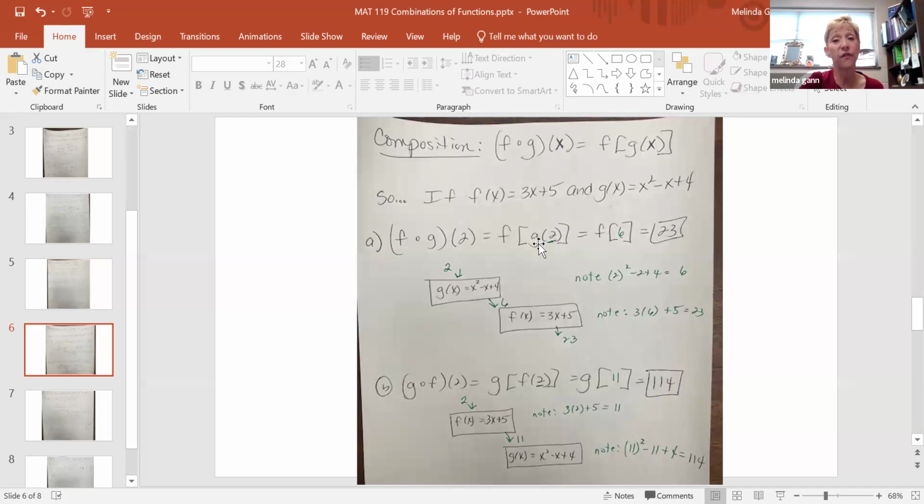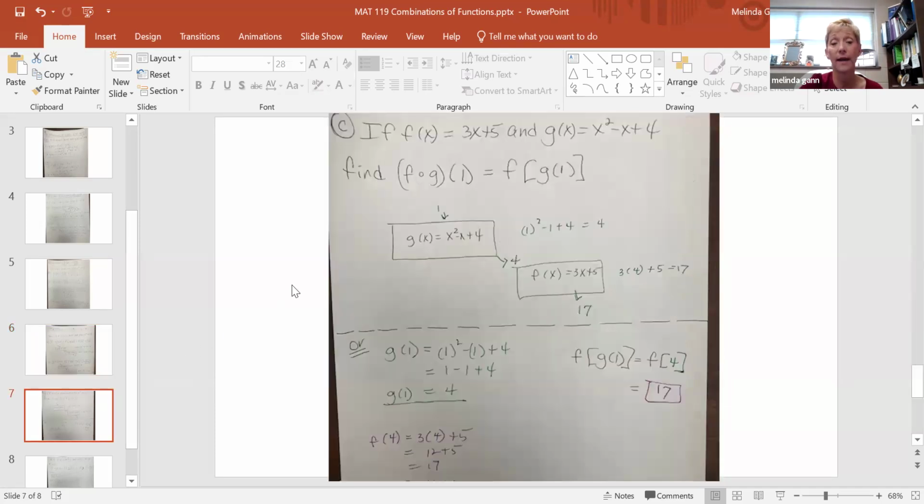So make sure you follow order of operations, parentheses inside of parentheses, parentheses inside of brackets. You work inside out. So the 2 goes in G, and then that answer goes in F. Up here, the 2 goes in F first, and that answer goes into G. So that's how you do it if you want to draw pictures. And some people really like the pictures. All right. Now I'm going to work one with a picture and one without a picture.